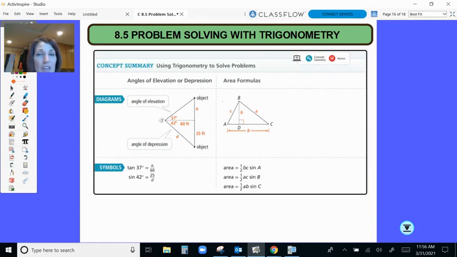That's it. Make sure you draw pictures for your area problems. Make sure you know all these formulas for area, which is quite simple. Whatever angle you have, you multiply 1/2 times the two sides that make up your angle times the sine of that angle.